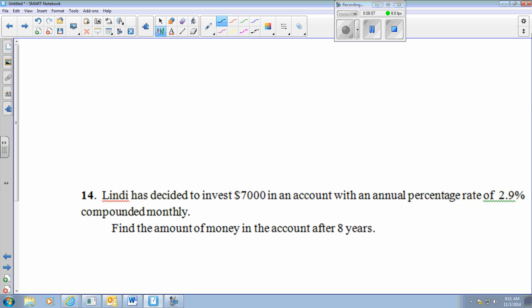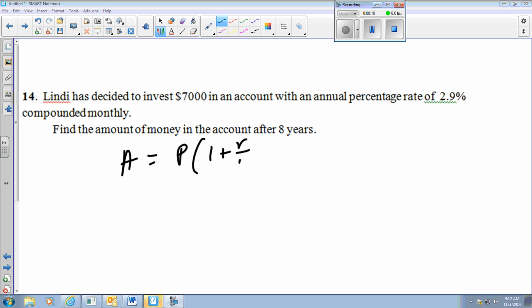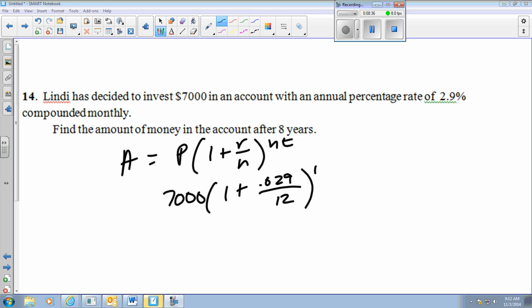For number 14, if we have the amount is equal to the principal times the quantity of 1 plus r over n to the nt power, I get 7,000 times the 1 plus 0.029 over, if we're compounding monthly, that would be a 12, to the 12 times 8 power.